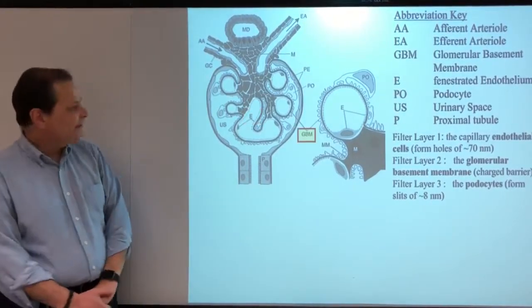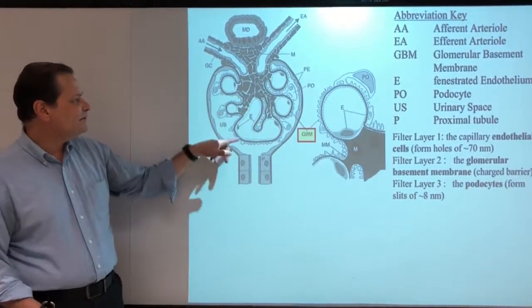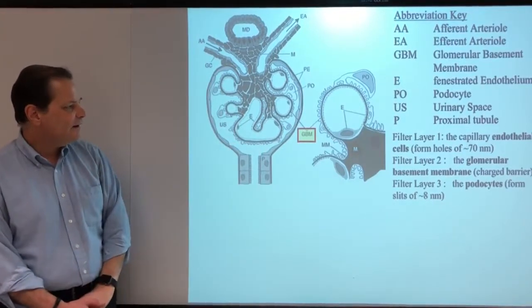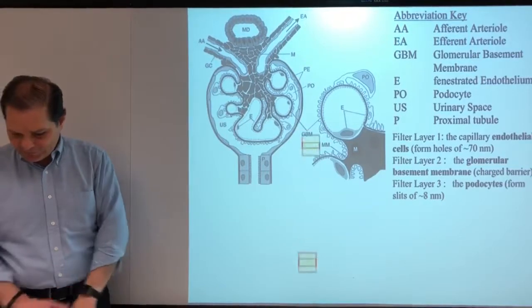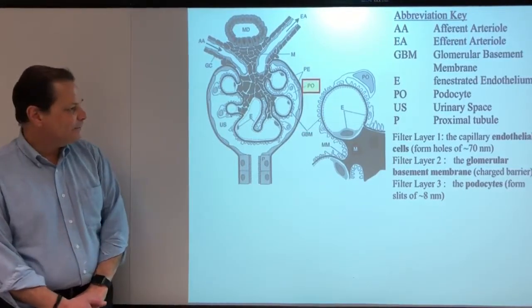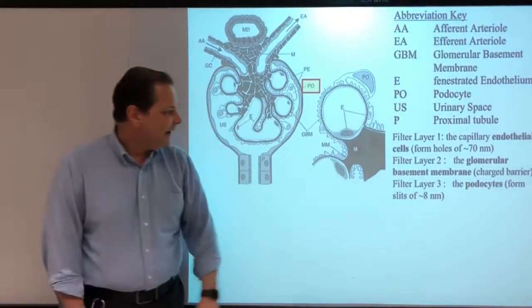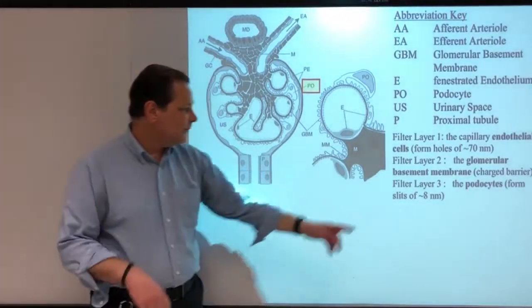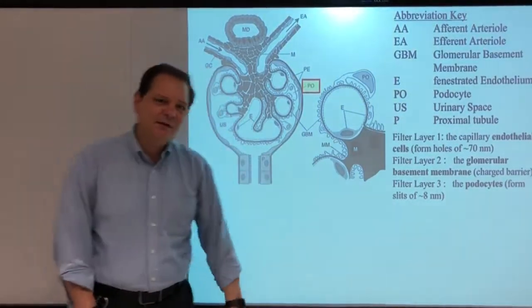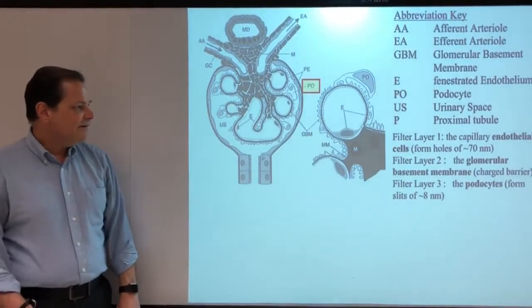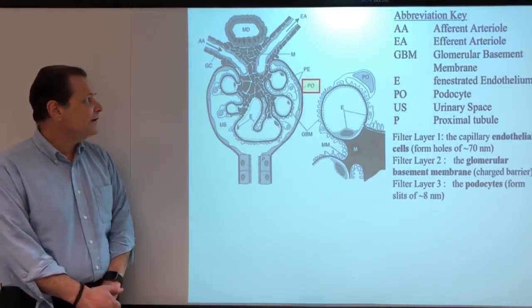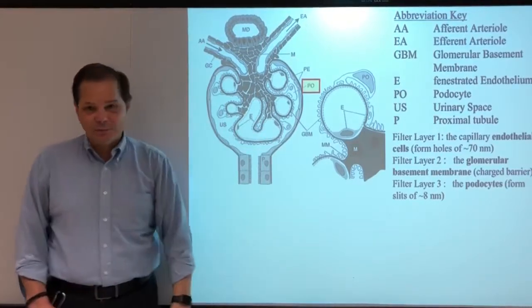The second layer is the glomerular basement membrane just underneath the endothelial layer. This is highly negatively charged, and that helps keep proteins out. And then we have podocytes, PO. And they form a layer of slits that are roughly 8 nanometers, it varies depending on conditions, and they form a final filtration barrier in this glomerulus, or this renal corpuscle, excuse me.